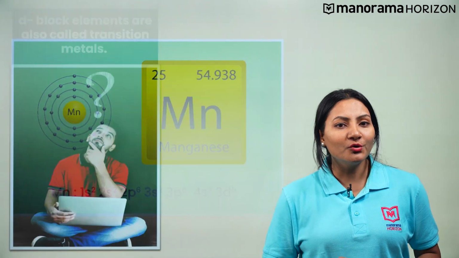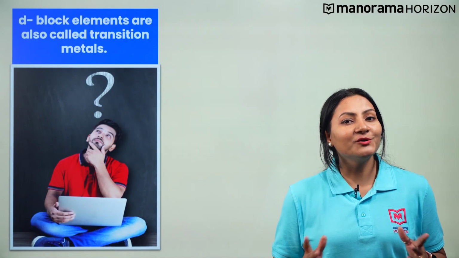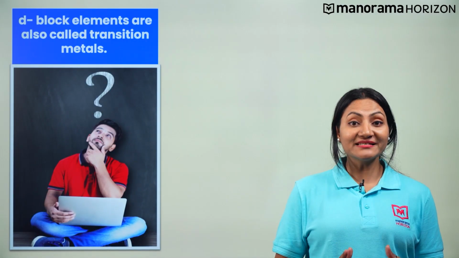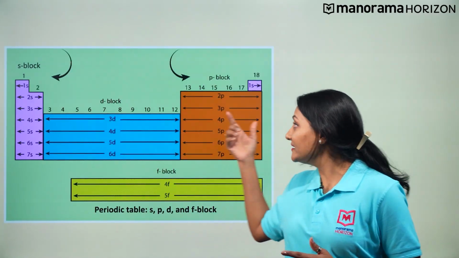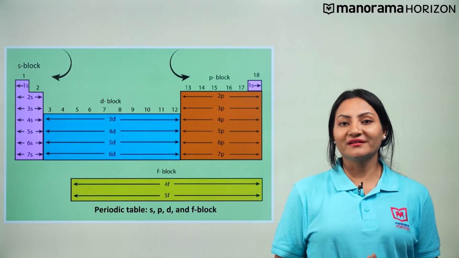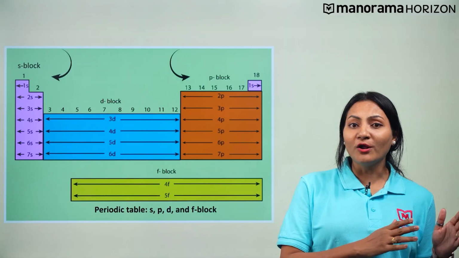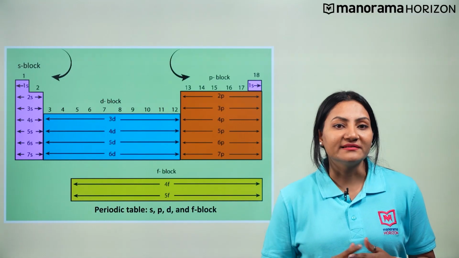But do you know d block elements are also called transition elements? Can you guess why it is so? It is because their position is between the s and p block. They show significant transition in their properties from s block to p block elements, which are generally non-metals.